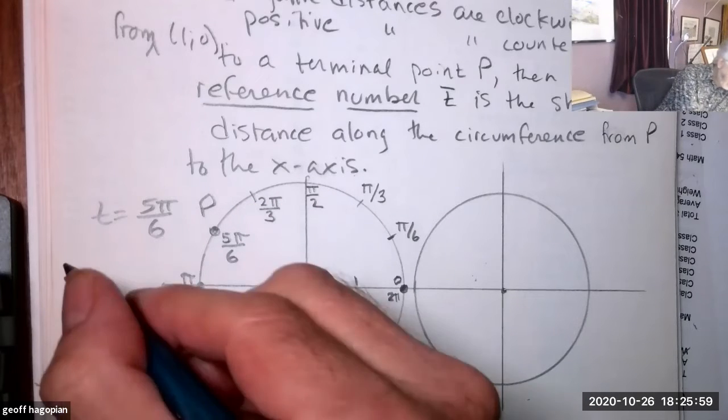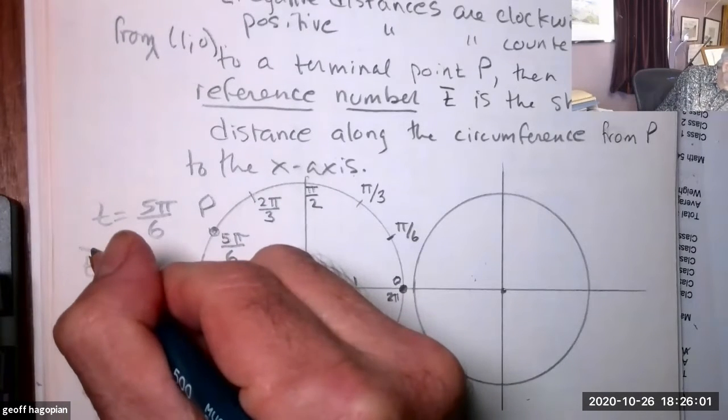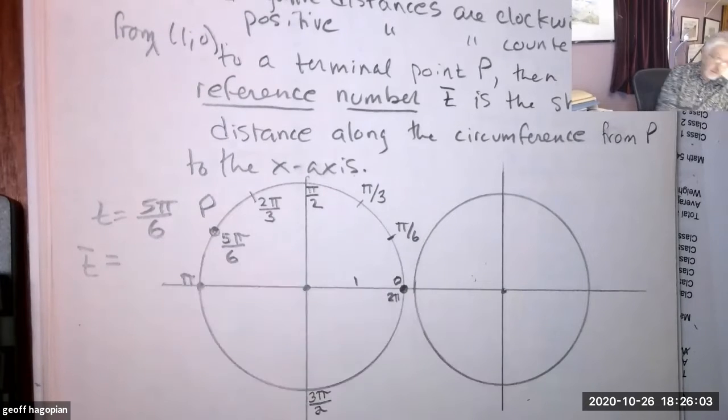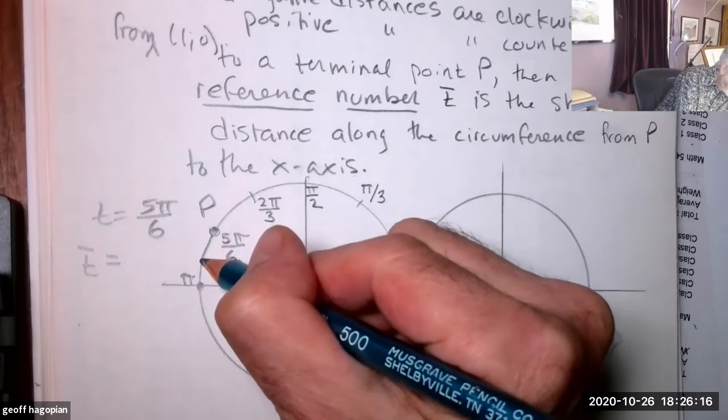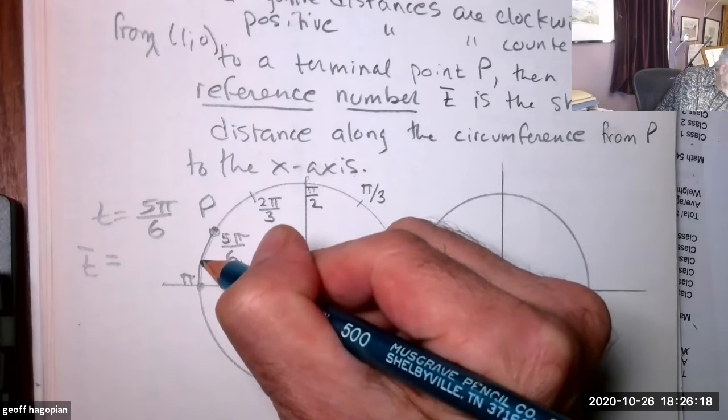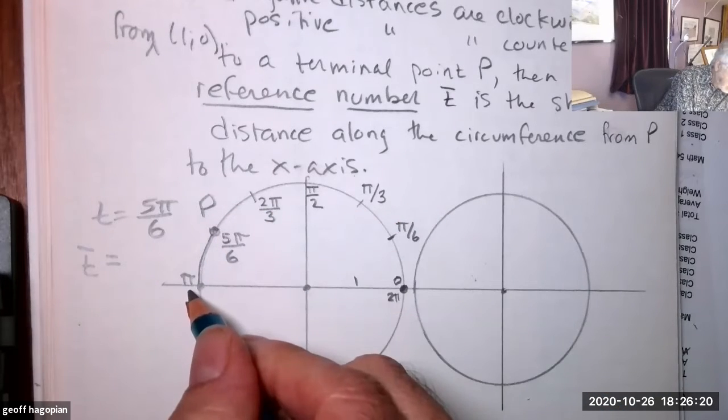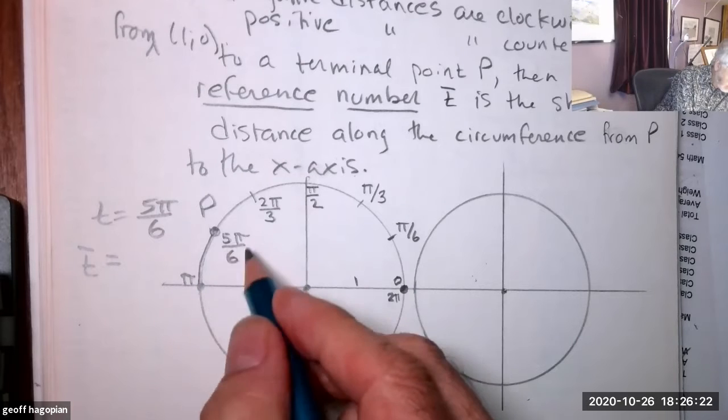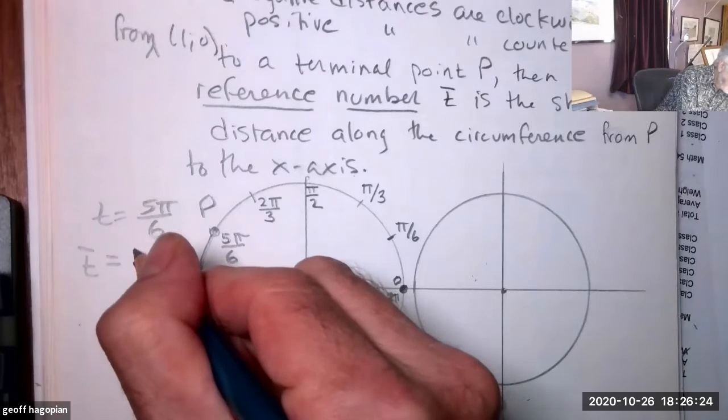So what's t bar then, for 5 pi over 6? And that's this distance here, right? The shortest distance along the circle. What is that distance? Well, this is 6 pi over 6, and that's 5 pi over 6. So the difference between those is pi over 6.